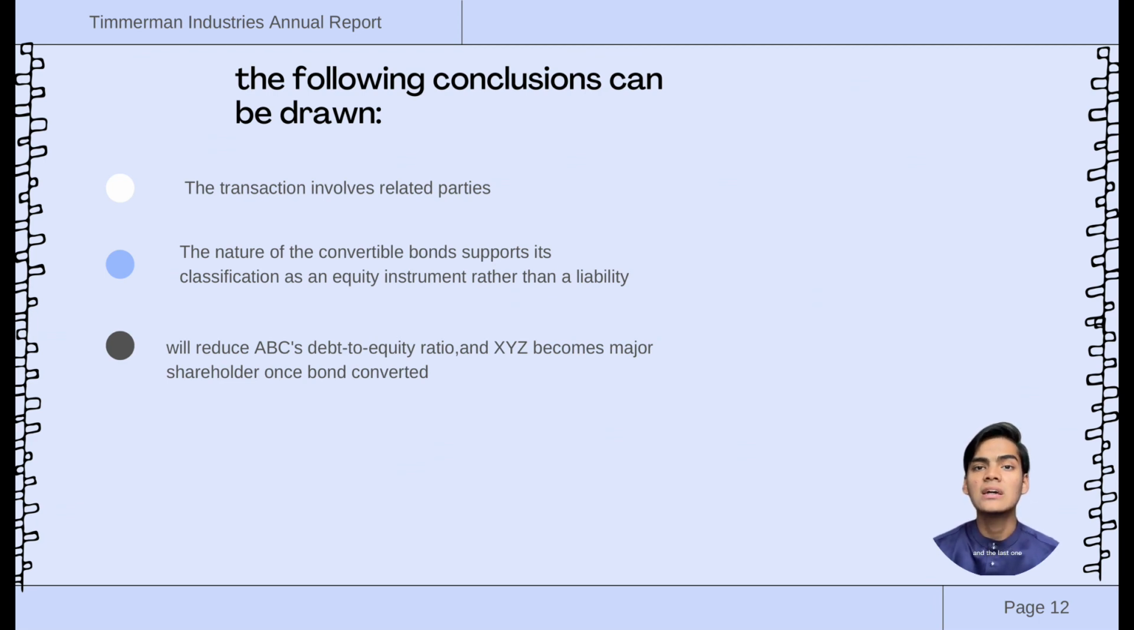And the last one: the impact of classification as equity will reduce ABC's debt-equity ratio and reflect the true substance of the transaction, which is likely to result in XYZ becoming the majority shareholder once the bonds are converted, and ultimately dilute the existing shareholders.